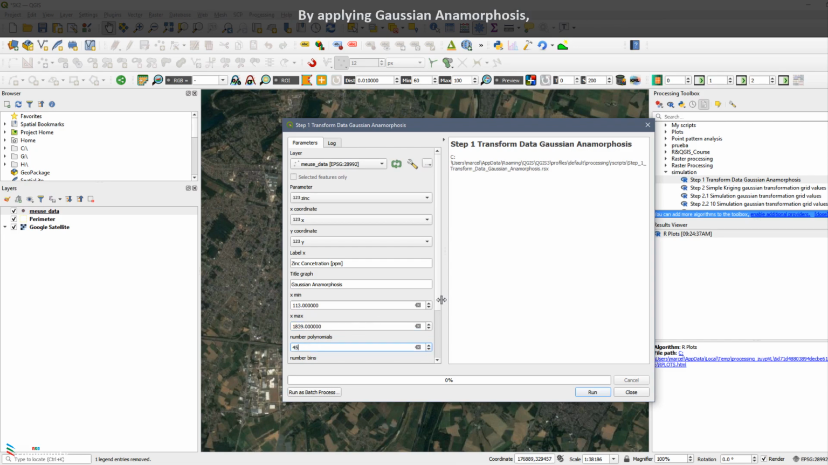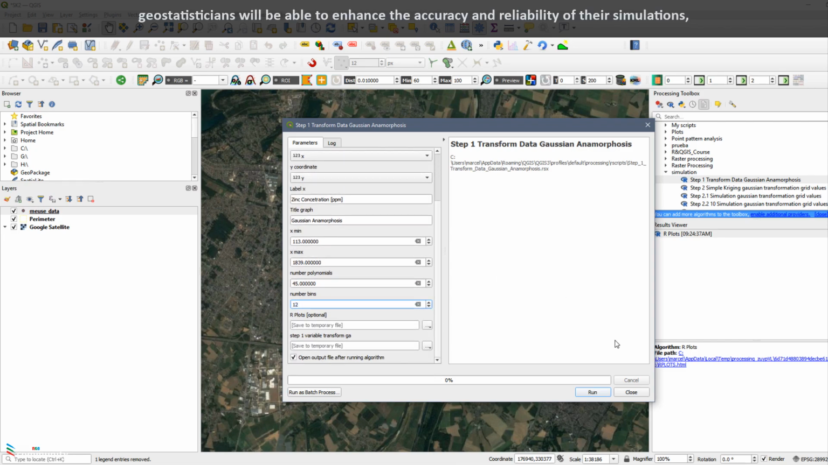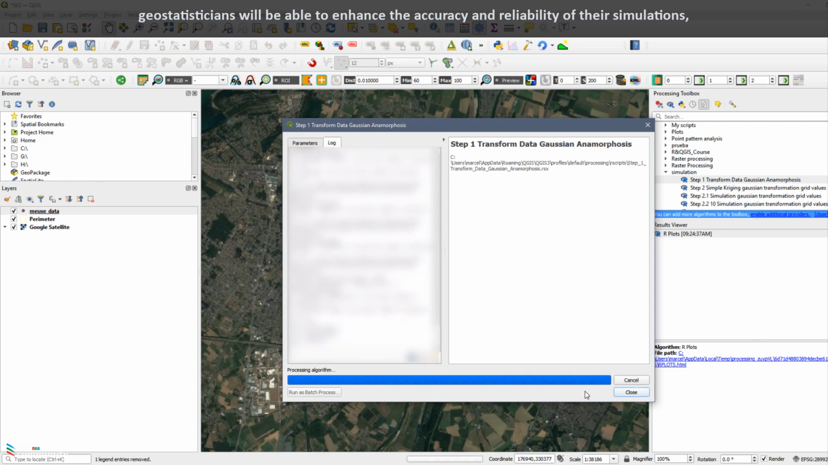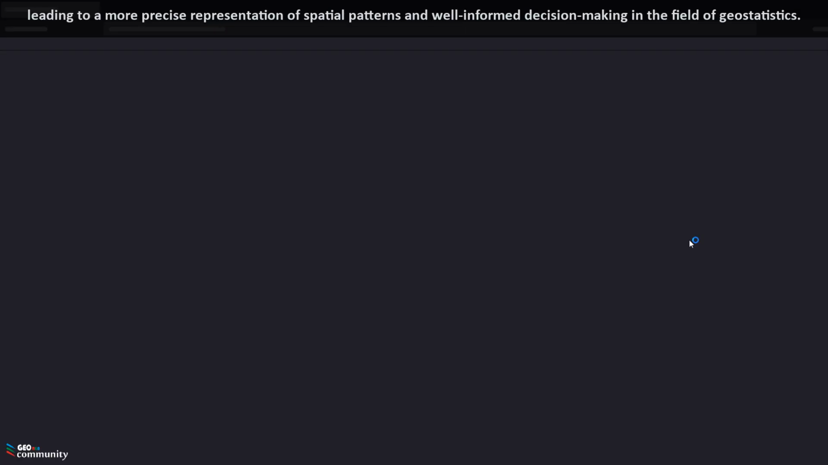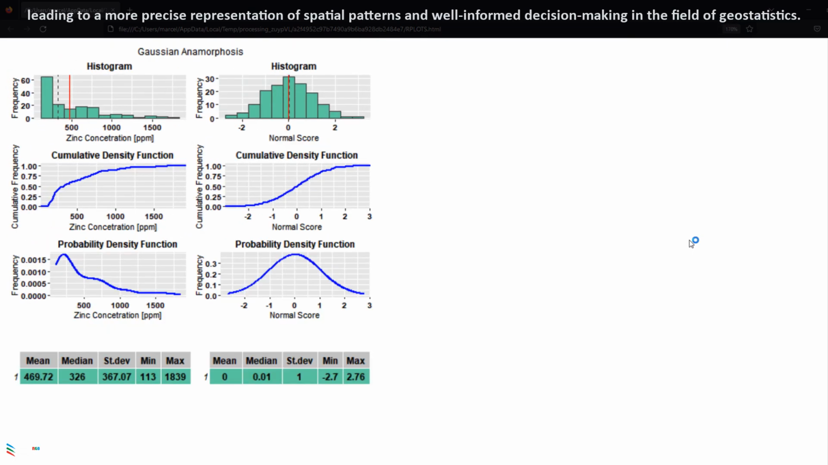By applying Gaussian anamorphosis, geostatisticians will be able to enhance the accuracy and reliability of their simulations, leading to a more precise representation of spatial patterns and well-informed decision-making in the field of geostatistics.